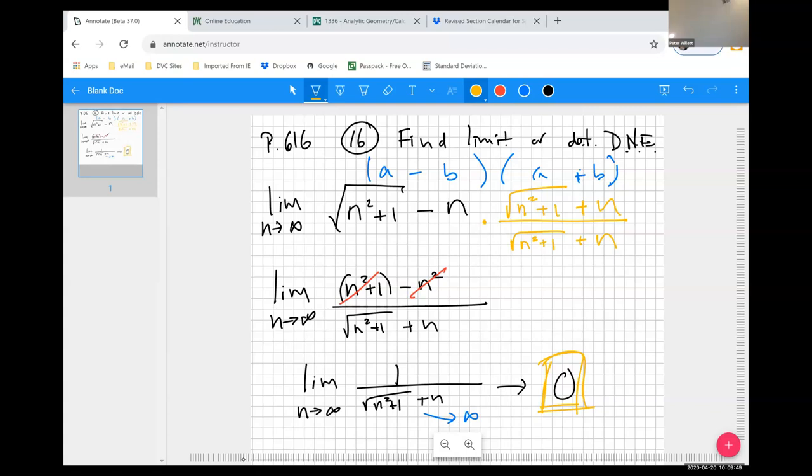Questions, comments, discussions? All right, let's maybe try another one from this section. Well, I don't want to do a formal proof of a limit, so maybe let's skip into the next problem sets.